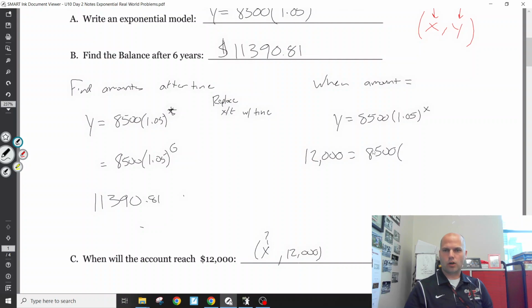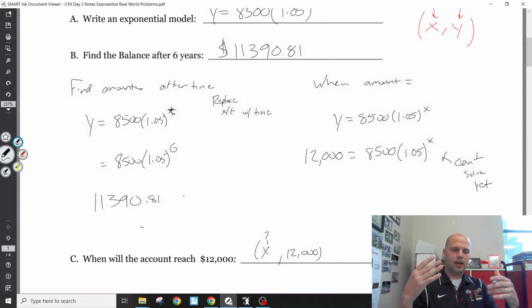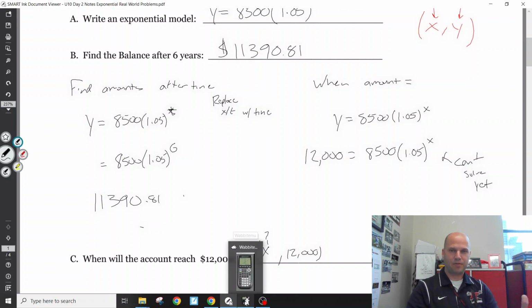Now, we will learn next unit how to solve this. You can't solve this yet. You can't solve it using square roots, like you might think you have to do to get this x by itself. We're going to learn a technique, the inverse of this exponent, next class. So instead, all we're going to do is solve this equation graphically.